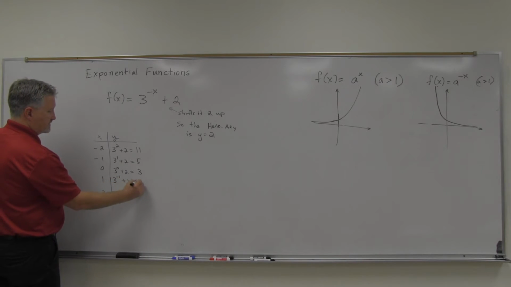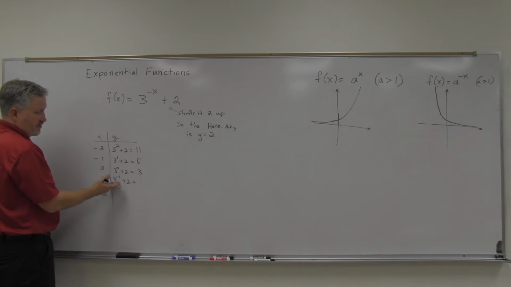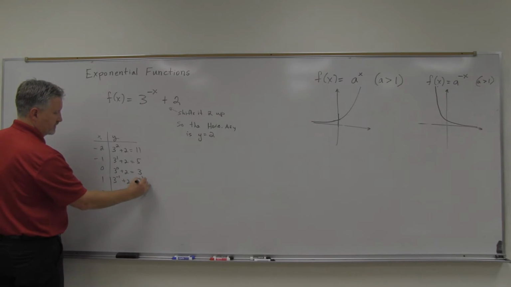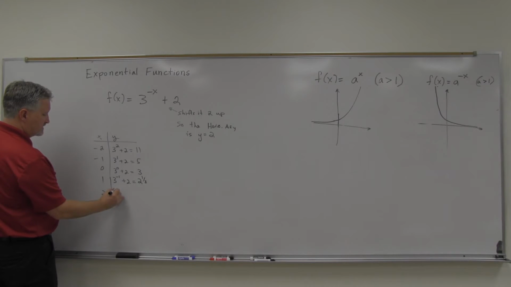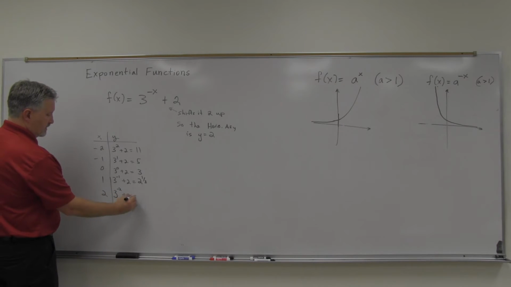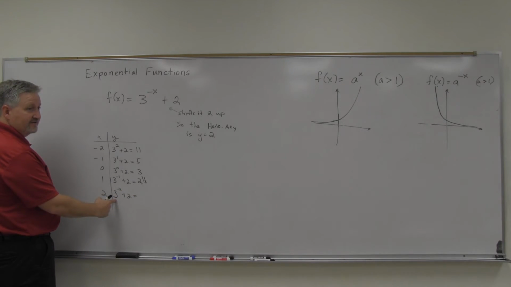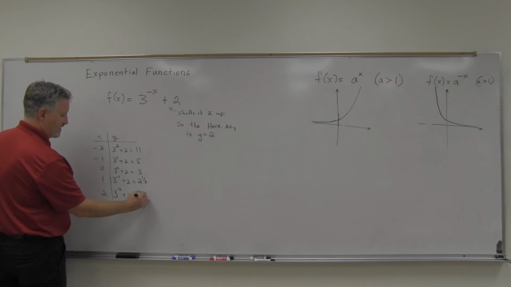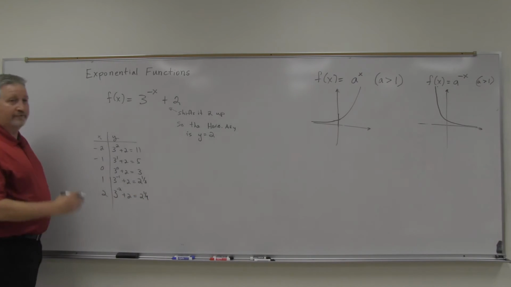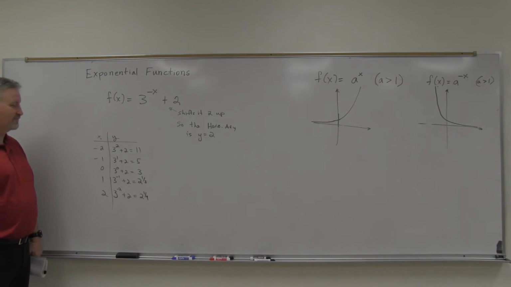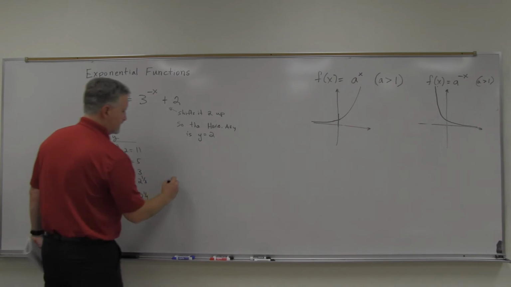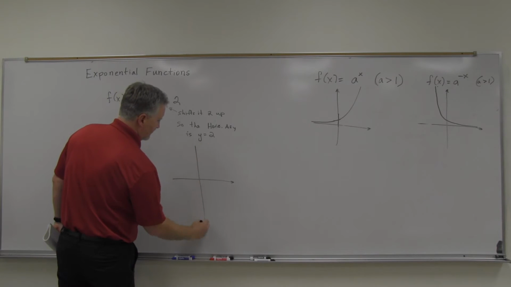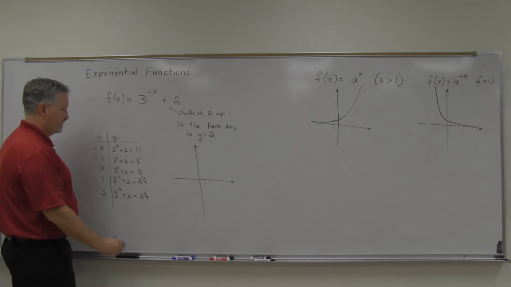3 to the -1 plus 2, that's a third, so this is 2 1/3, or 2.33 if you wanted to write it as a decimal. And then x is 2. Well, that'd be a ninth, so a ninth plus 2, so that's 2 1/9, or 2.1111, I believe, is the decimal for that. So that just gives you a few points to get this pretty accurate.